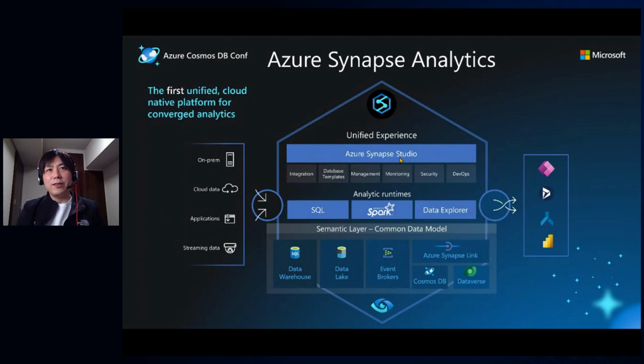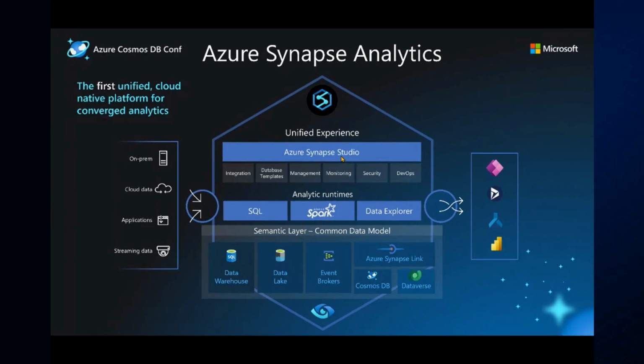Azure Synapse Analytics is the first unified cloud-native platform for converged analytics. Synapse Studio provides a unified experience for developers by allowing them to perform all analysis operations through a single UI. Synapse Analytics originally included two analytical runtimes, SQL and Apache Spark. Recently, Data Explorer has been added as a preview feature. So Synapse Analytics now covers data warehousing, data engineering, as well as near real-time data usage scenarios.